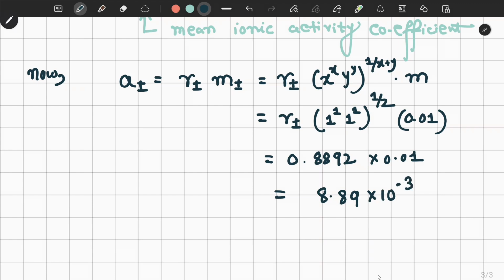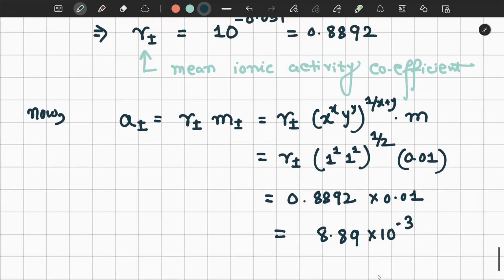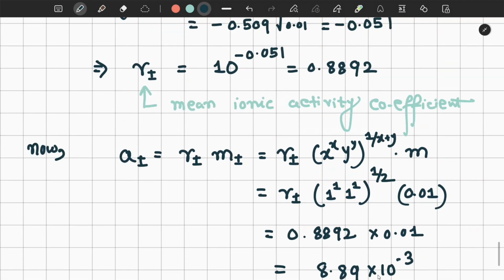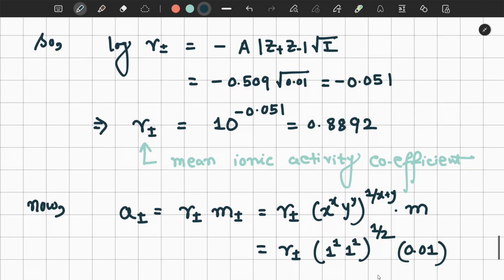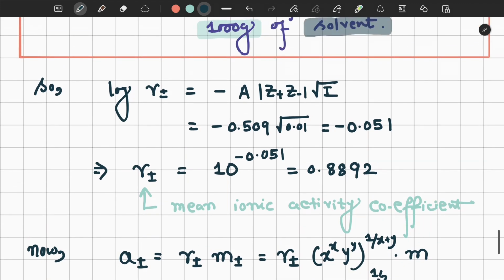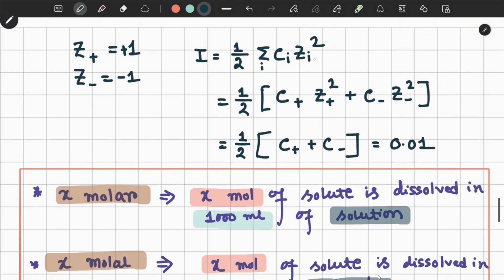And what will be the unit? That is important. What is the unit for this gamma plus minus? Gamma plus minus should not have any unit because it is under log. The ionic strength I has a unit, because the definition of I was sum of Ci Zi square. Zi is the charge, but Ci was in molal. So the unit should be molal.